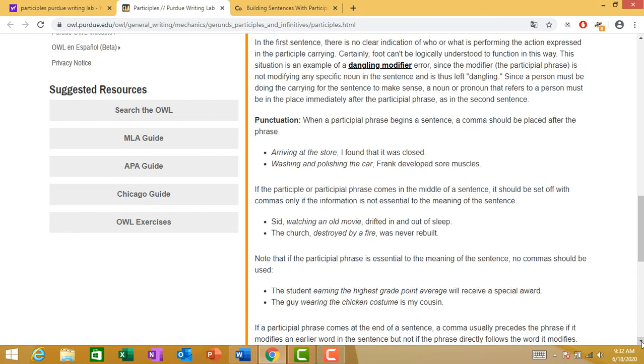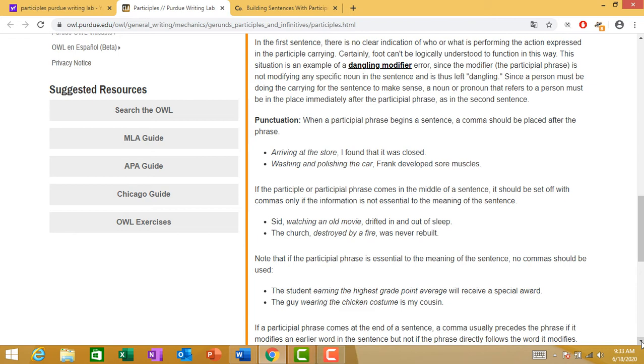Now look at that note. If a participial phrase is essential to the meaning of the sentence, no commas should be used. The student earning the highest grade point average will receive a special reward. A special reward. The guy wearing the chicken costume is my cousin.